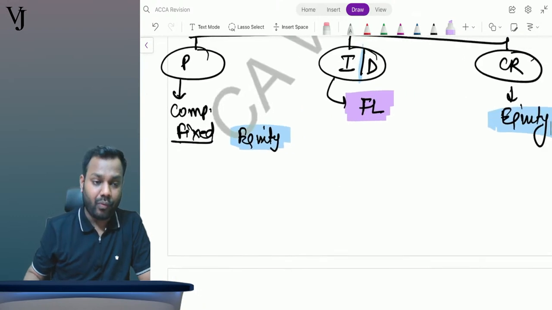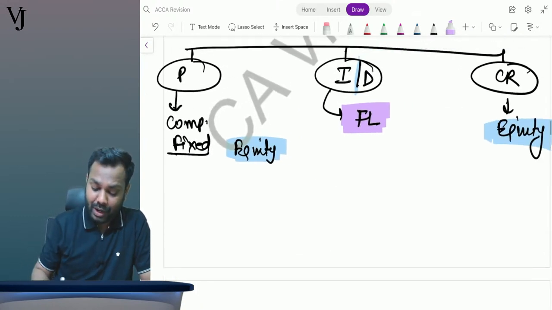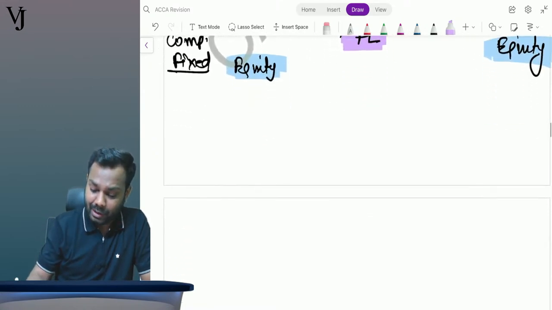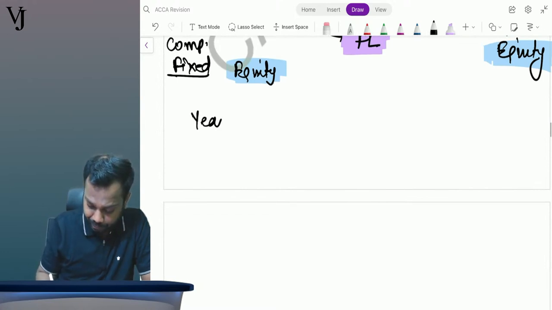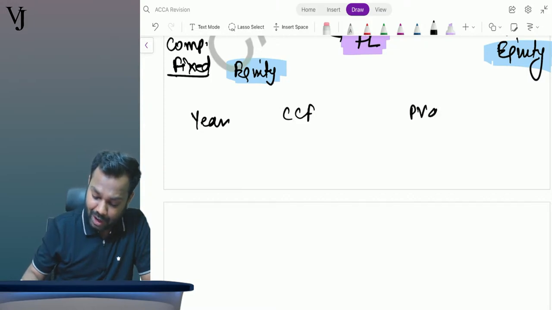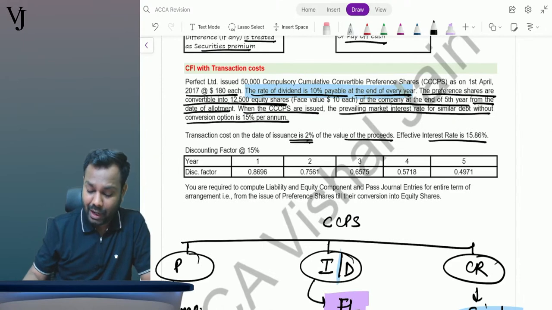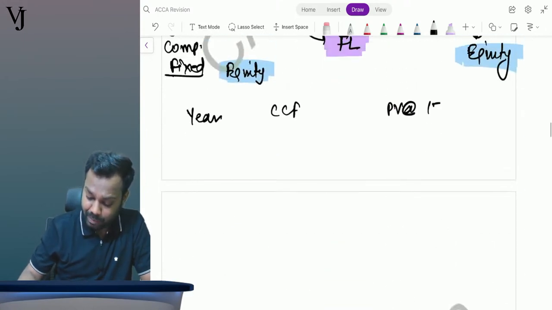Now what will we do? We have identified the equity and the financial liability component. Now we have to measure the value of equity and the financial liability. How will we measure that? So let's calculate: year, contractual cash flows, present value at the market rate of interest without conversion rights, that is 15% per annum. So present value at the rate of 15%.